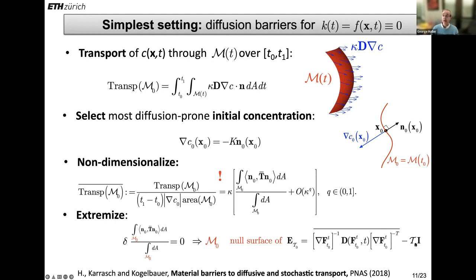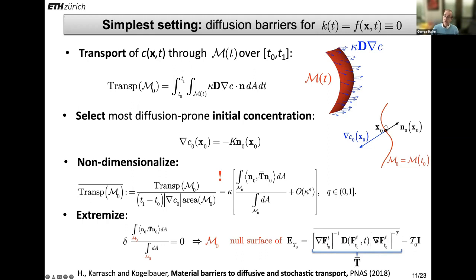You can then change this parameter and ask the same question again, and it gives you a different set of null surfaces. So basically, you get a bunch of these null surfaces, and this T0 will tell you how strongly they are resisting diffusion. When T0 is large, it means that they are not resisting it all that strongly, because the diffusive transport through them is nevertheless large, but they are still extremizers. So if you compare them to their immediate neighbors, they still prevail as the strongest barriers, relatively speaking. And this is the T-bar that appears here.